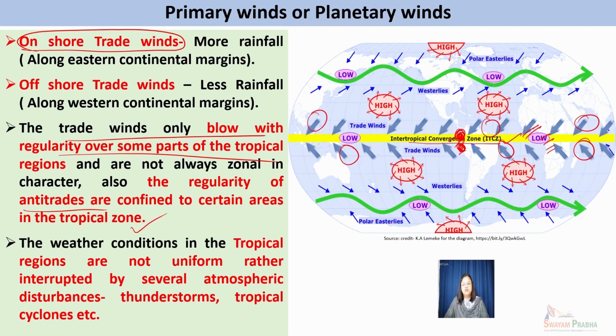Besides this, the weather conditions in the tropical regions are not uniform. Rather, they are interrupted by several atmospheric disturbances, formation of thunderstorms, formation of convective cells, and extreme weather events like tropical cyclones and hurricanes are also frequent in these areas. So along these trade wind belt zones, you have extreme atmospheric disturbance conditions also because of intensive insolation and existing convective mechanism in these areas.